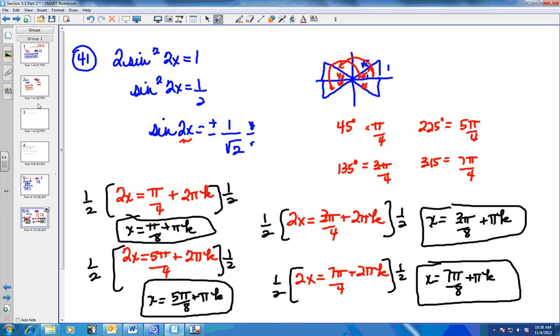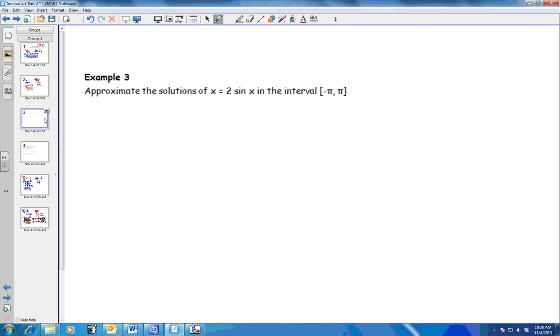All right, we are going to go over examples 3 and 4 together in class. When it says approximate the solutions from negative pi to pi, they want us to graph this. Okay, x equals 2 sine x. Graph this from negative pi to pi. Make sure you're in radian mode and see where it crosses the x-axis. Wherever it crosses the x-axis, those points will be your answer, and we're going to do that together in class.